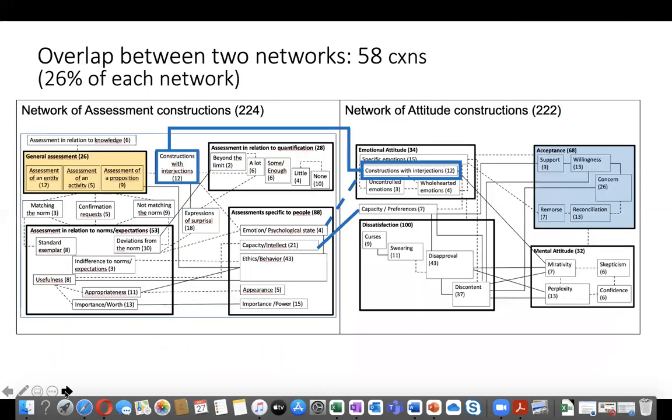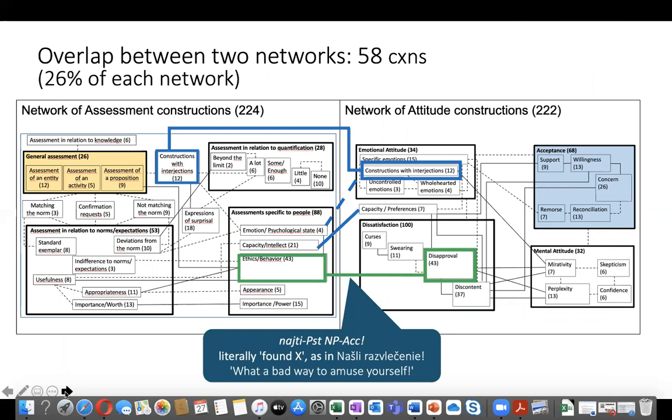We find strong horizontal relationships across the two networks, which is not surprising. Overall, the overlap of the two networks amounts to 58 constructions, which is 26% of each network. The largest portion of this overlap is the disapproval family that simultaneously belongs to the assessment network and contains the found X construction. Negative evaluation of someone's behavior mostly supports negative attitude to such behavior.